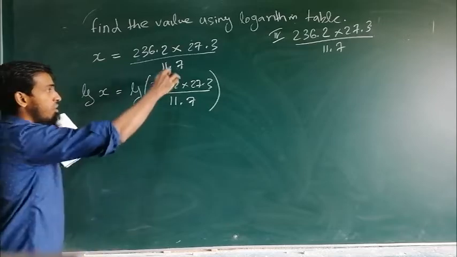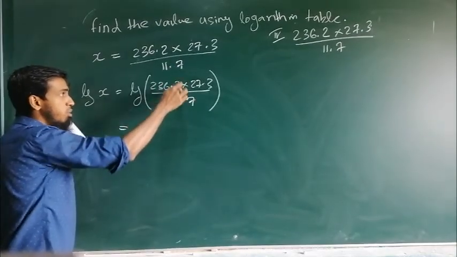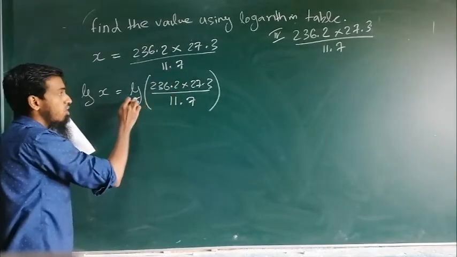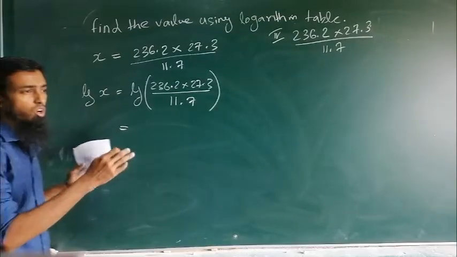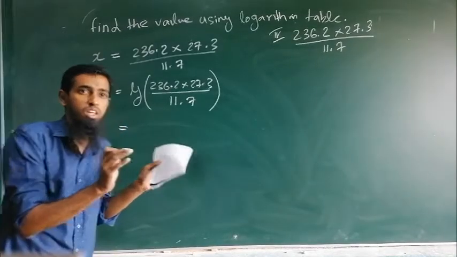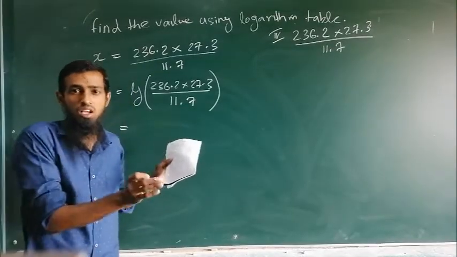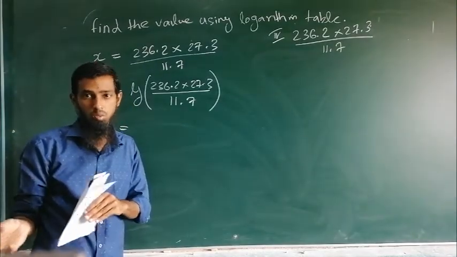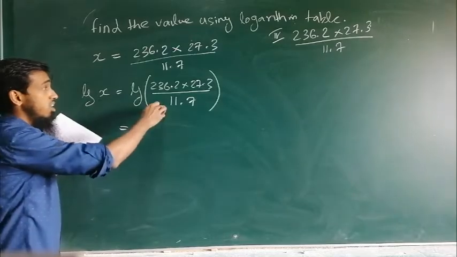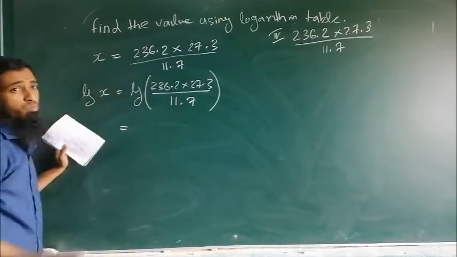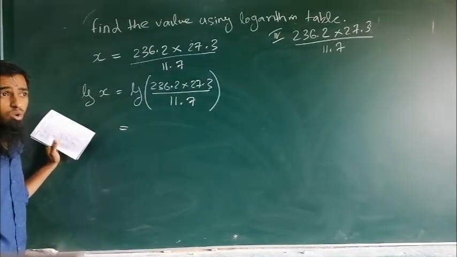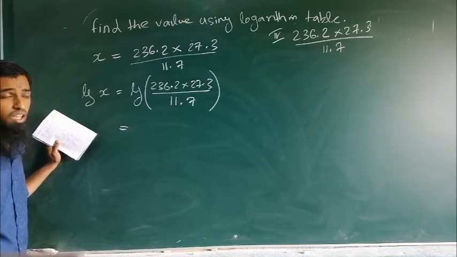So we have multiplication and division both on a logarithm. If you have multiplication on a logarithm, you can write it as addition. If you have division, you can write it as subtraction. But in this case, you have both together. So what we are going to do, always we take like this.